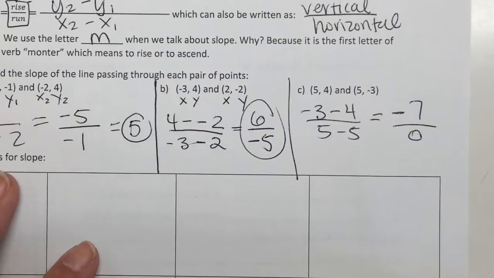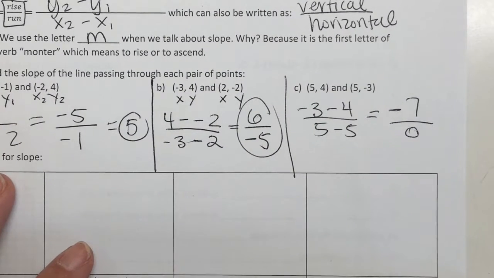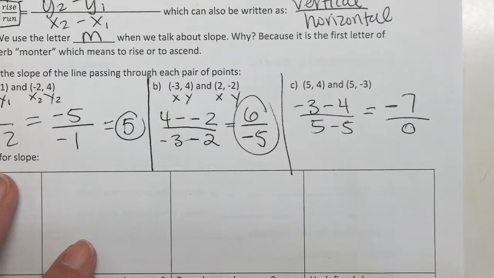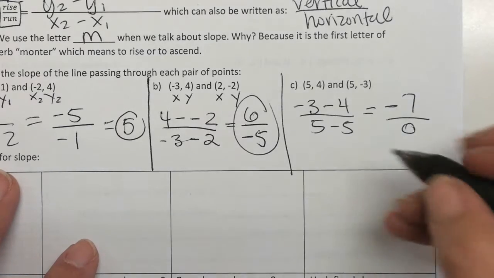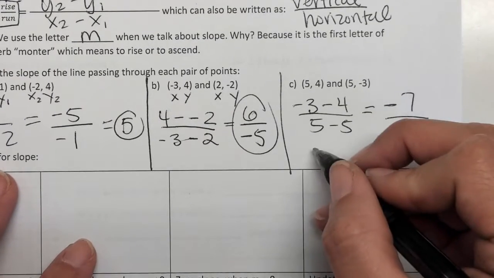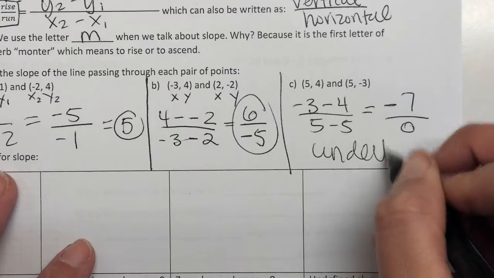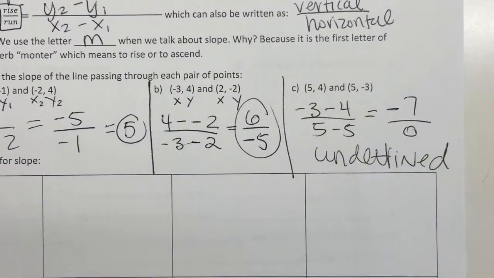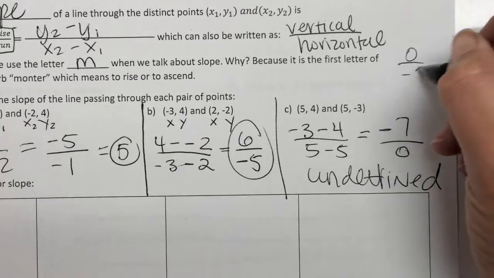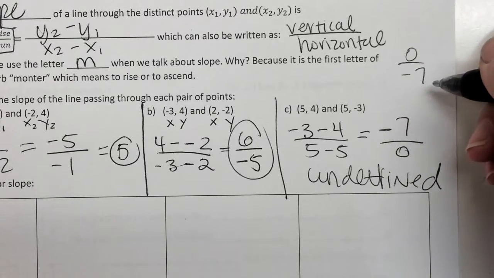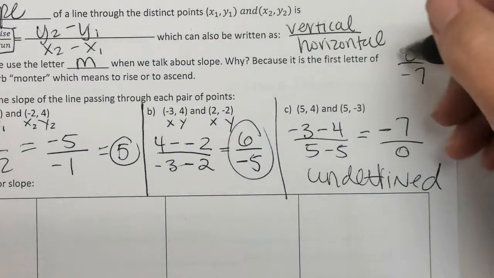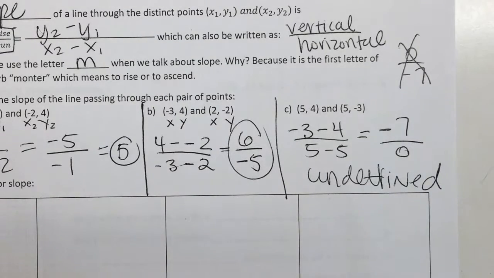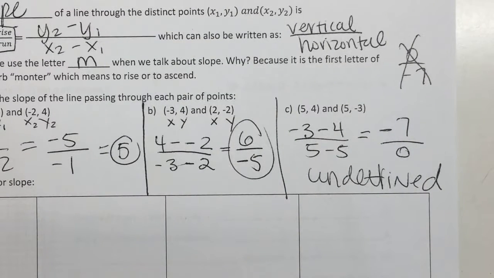So why wouldn't the slope be 0? What you think? Because you can't divide by 0? Correct. So this slope, if 0 is on bottom, would be undefined. But let me ask you a question. What if you got an answer that was 0 over negative 7? What would the slope be? 0, because you can divide if 0 is on top. When it's on bottom, it's undefined. And do y'all know what kind of lines have undefined slope? Horizontal.